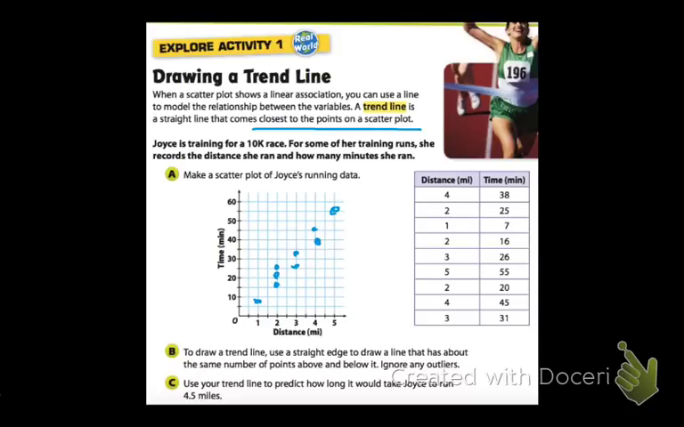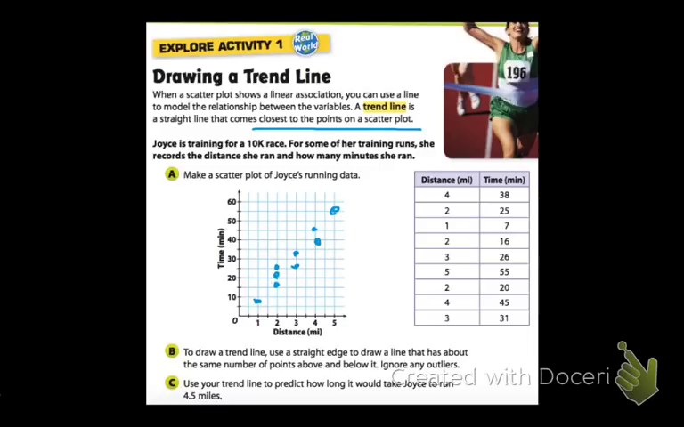In part B, it says to draw a trend line, use a straight edge to draw a line that has about the same number of points below as it does above. Ignore any outliers. In this graph, I do not see many outliers. I do not see a point that's way off by itself. If there were a point clear out here, the red point, I would say it was an outlier, but that does not exist in my data, so I'm just going to continue on and ignore the outliers because I don't think that there are any.